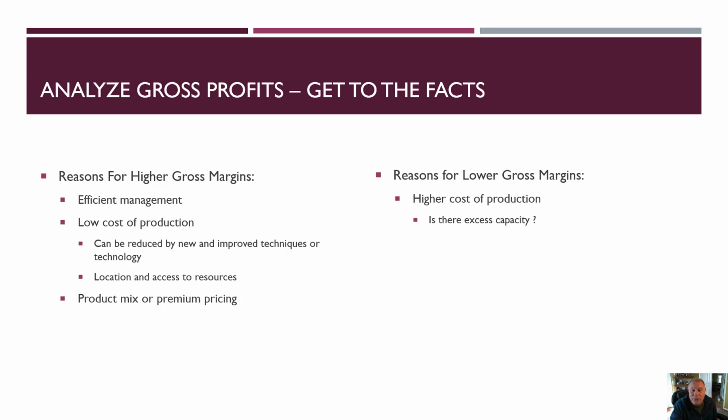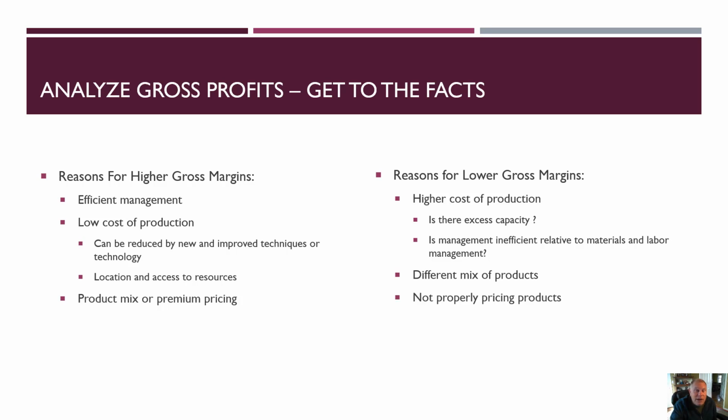Is there excess capacity? A lot of times low gross margins are because there's excess capacity. Is management inefficient? They just don't know how to manage the labor. Is it the mix of products? Not properly pricing products. A lot of firms, small firms specifically, don't price their products based on costs. So they may not be making as much.